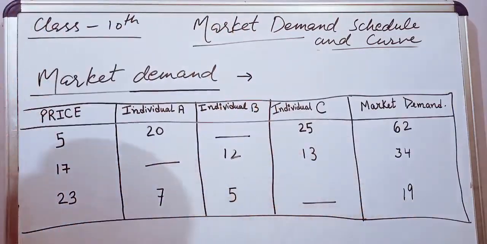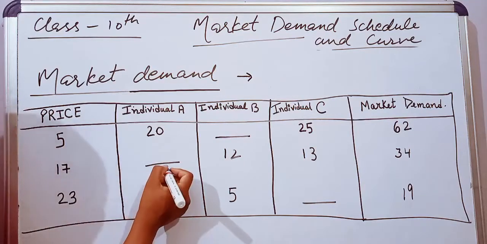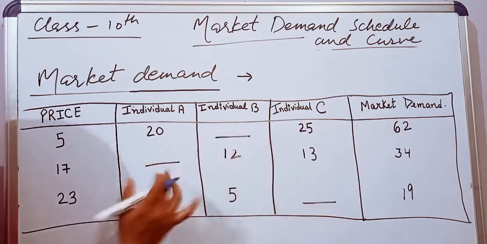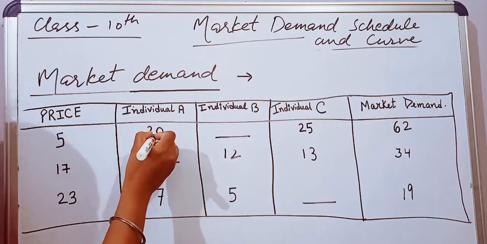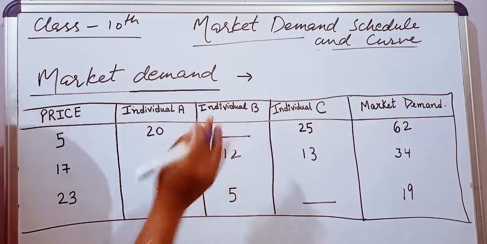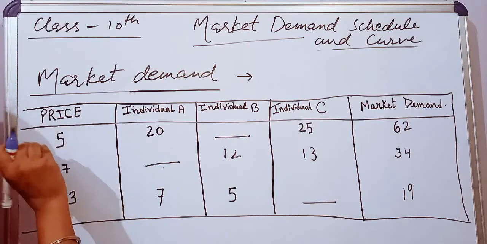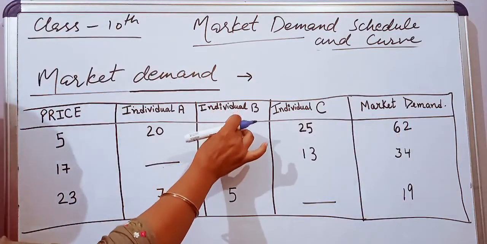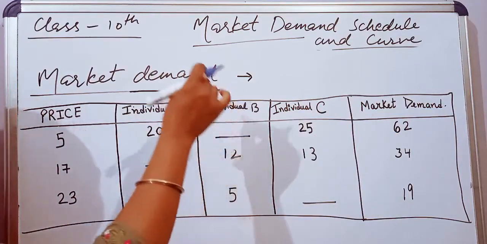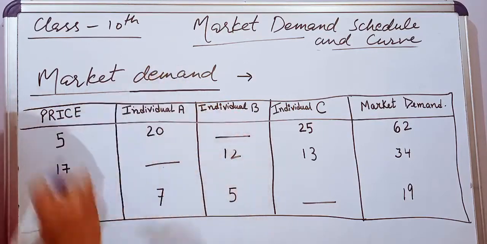This type of question comes in the board examination for 2 marks. Now you see what you have to do. In the blank, you have to find the value. Like at price 5, individual A is demanding 20, we don't know what B is demanding, and C is demanding 25. And the market demand at rupees 5 is 62. So how will we come to know the exact quantity that individual B is demanding?